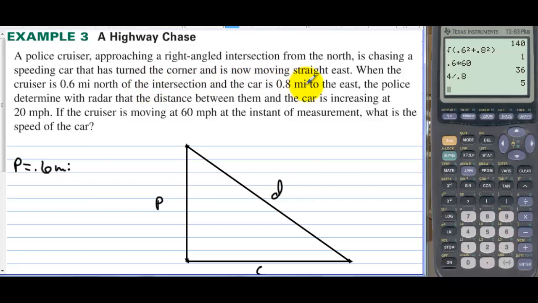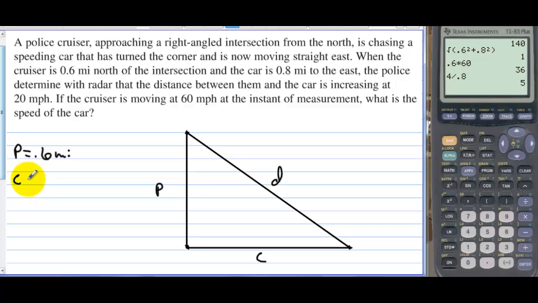and the car is 0.8 miles to the east, so the C, the car that the police is chasing, is 0.8 miles from the intersection. The police determine with radar that the distance between them and the car is increasing at 20 miles per hour. So that means the derivative of the distance with respect to t is equal to 20 miles per hour.